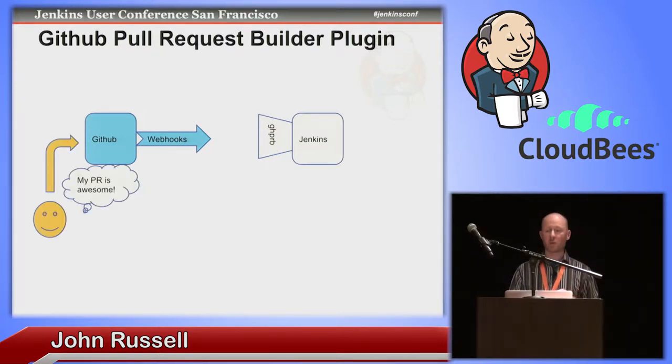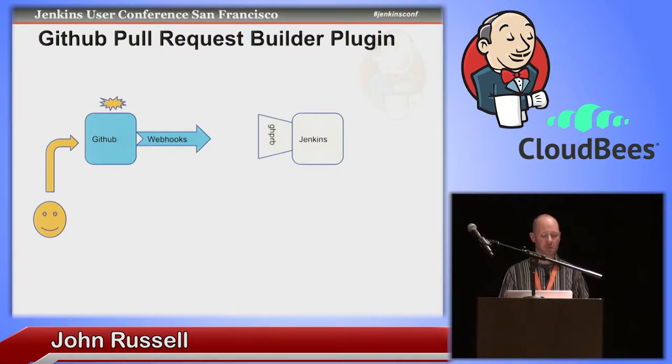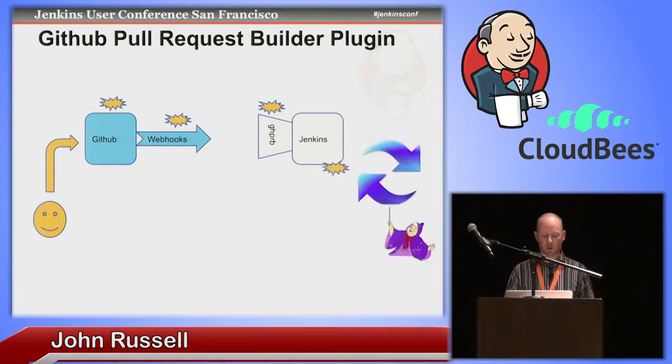But OK, so the developer starts. My PR is awesome. What are we going to do? Code goes to GitHub. They push it up to a branch. They open a pull request. It goes over here. This is not parallelization or anything. This is just how the GitHub pull request flow works. But it gets to Jenkins, and then Jenkins does something magical and then tells the pull request that it's done. So what is it actually doing?